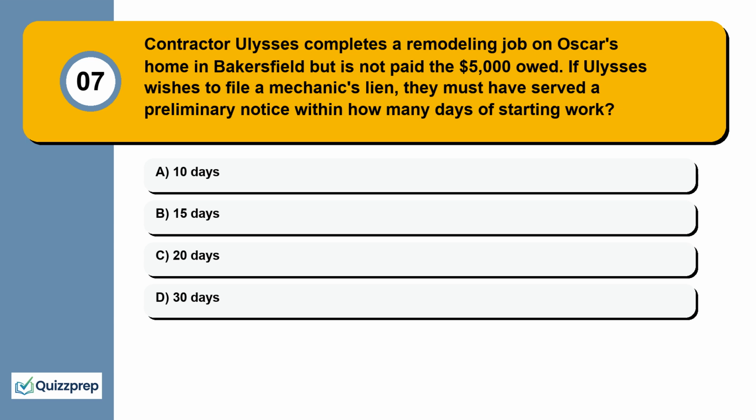Question 7. Contractor Ulysses completes a remodeling job on Oscar's home in Bakersfield but is not paid the $5,000 owed. If Ulysses wishes to file a mechanic's lien, they must have served a preliminary notice within how many days of starting work? 10 days, 15 days, 20 days, 30 days.